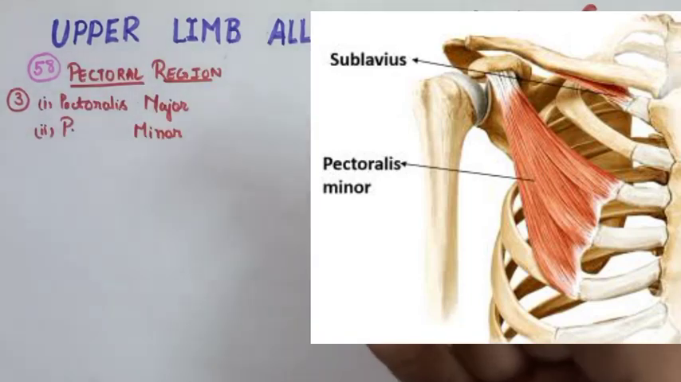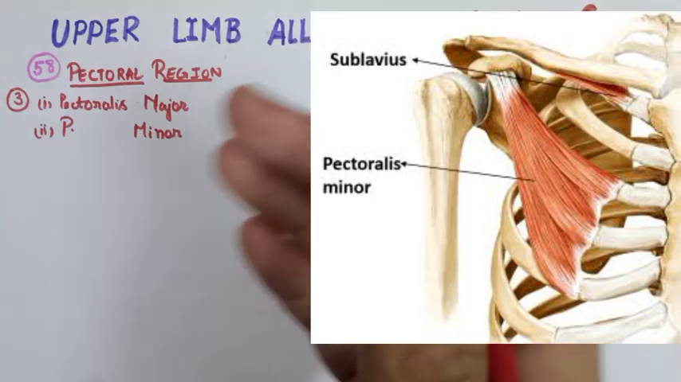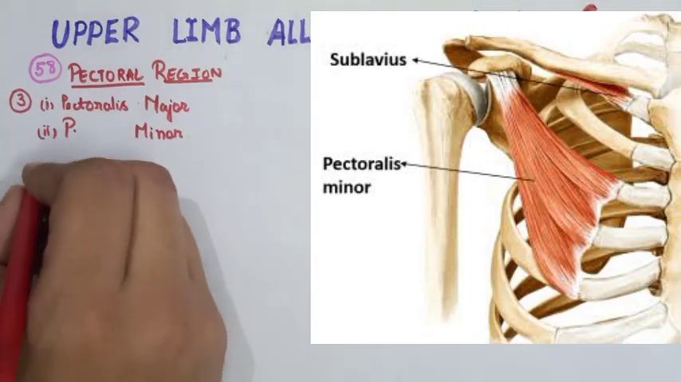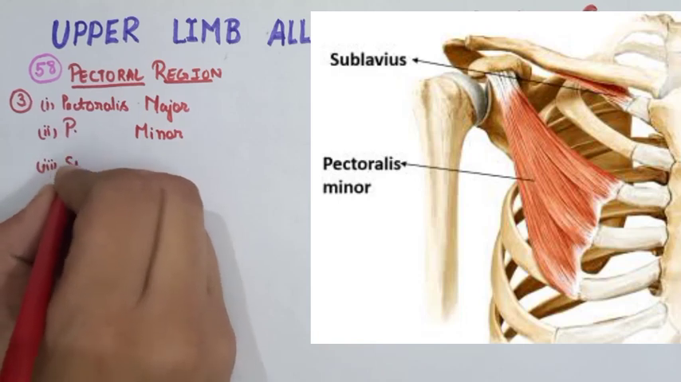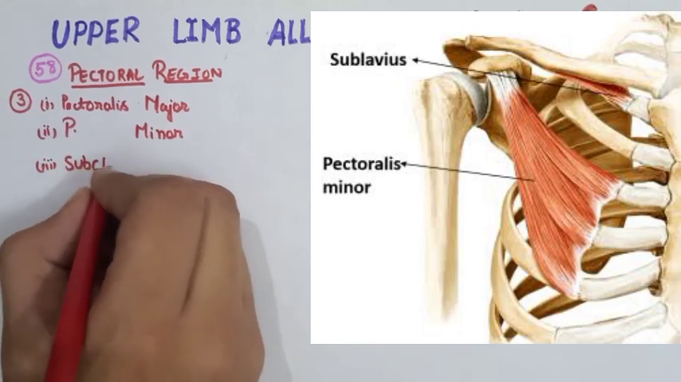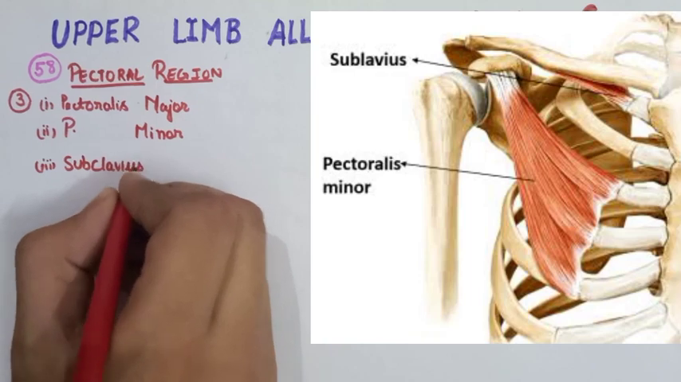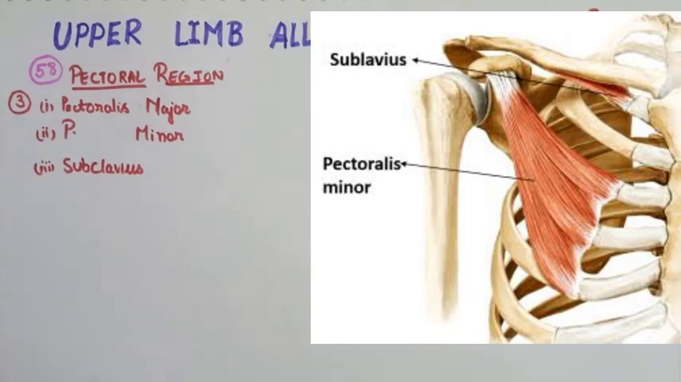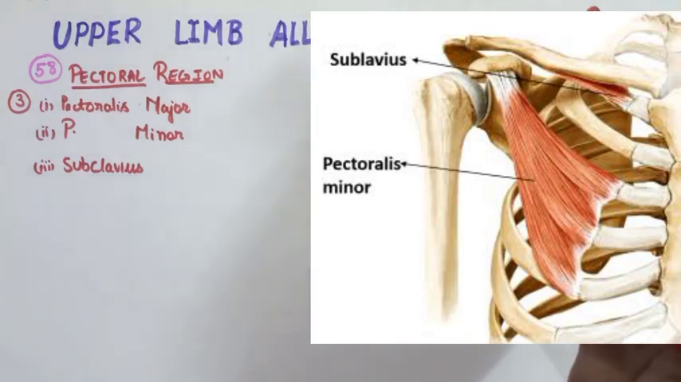So what can you guess by this? There is a muscle called pectoralis major which is bigger in size, and the smaller muscle of the pectoral region is called the pectoralis minor. The other muscle is subclavius. What can you guess by its name? Subclavius means it is present below the clavicle. This is a very small muscle just present below the clavicle.